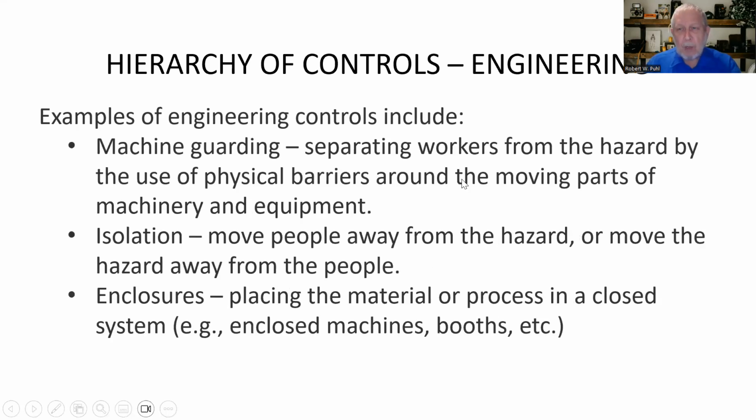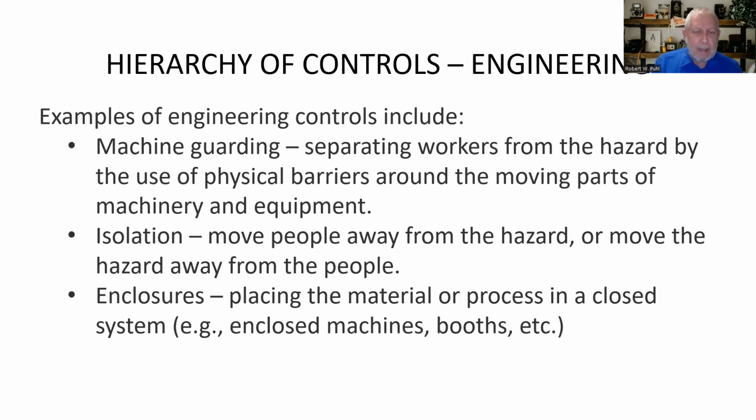This is the number one on the hit parade, believe me, machine guarding. Separate workers from the hazard by the use of physical barriers around the moving parts of machinery and equipment. Now, you'll see this all over the place. It should be built into most equipment. Can machine guarding be circumvented or taken off? Of course it can. Anything physical can be defeated. But a properly installed machine guard, which usually has some built-in features that prevent people from taking it off, is a very good engineering control.